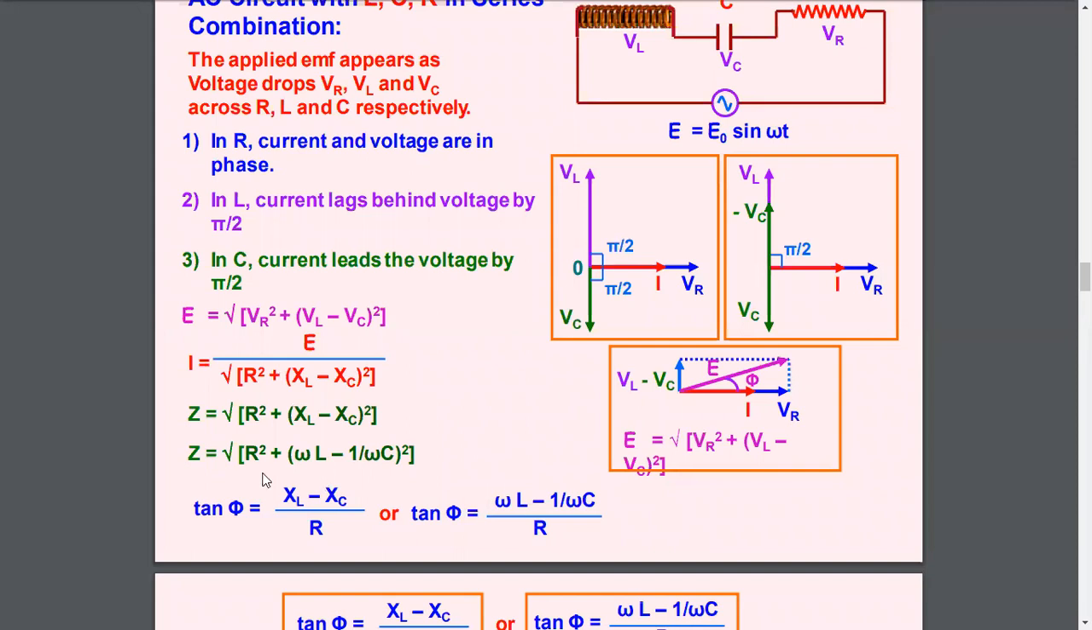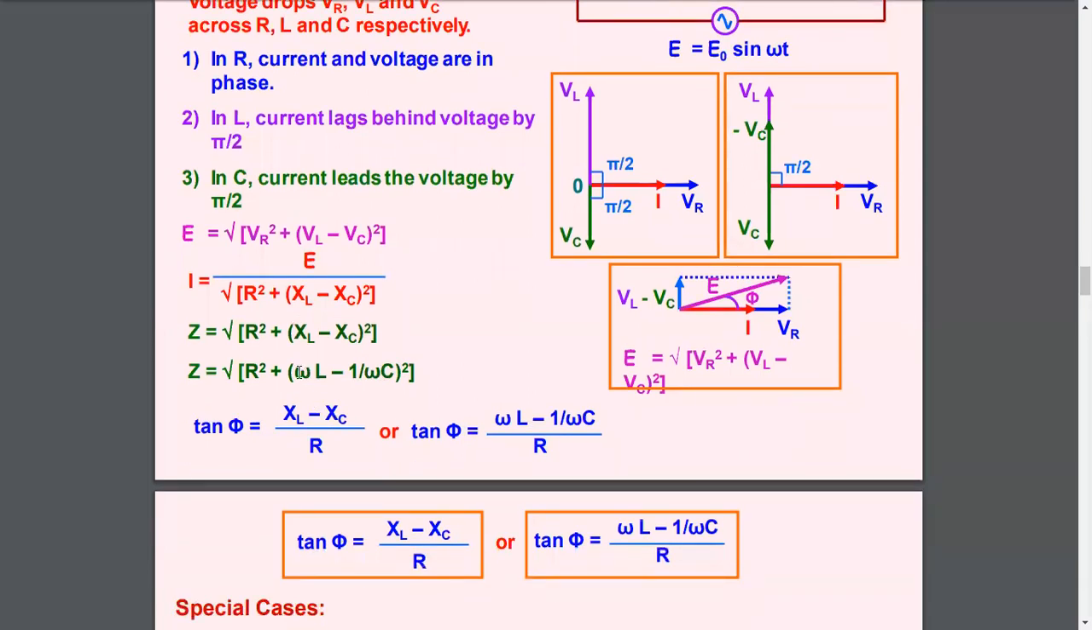Now let us put here, in place of XL, omega L, which we have already discussed in the previous section, and in place of XC, 1 upon omega C. So you see here, as you increase frequency, inductive reactance increases with increase in frequency and capacitive reactance decreases with increase in frequency. This implies that at a particular value of frequency, the term under this bracket becomes 0, because one is increasing and the other one is decreasing.